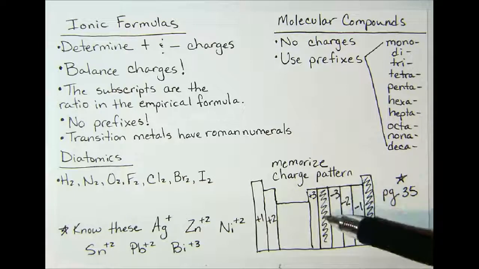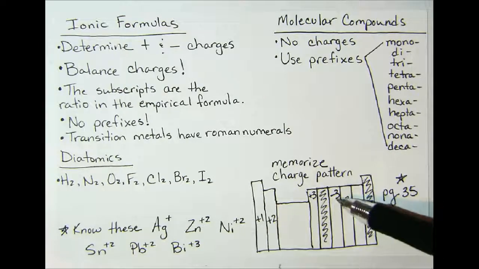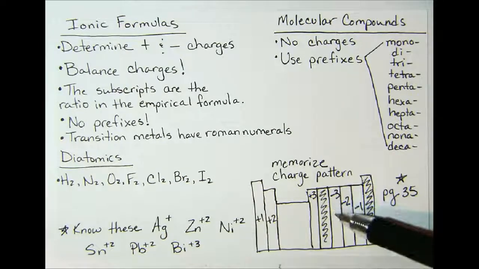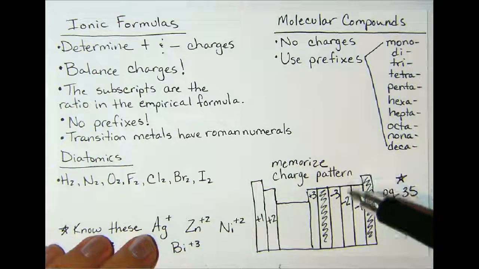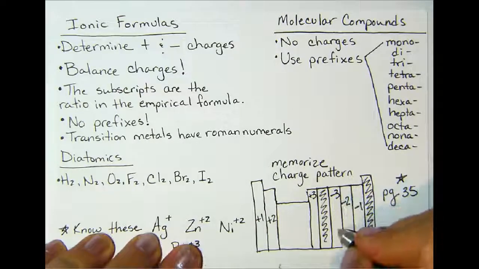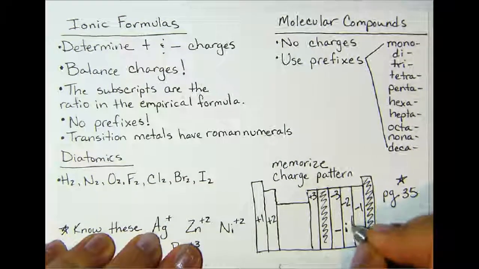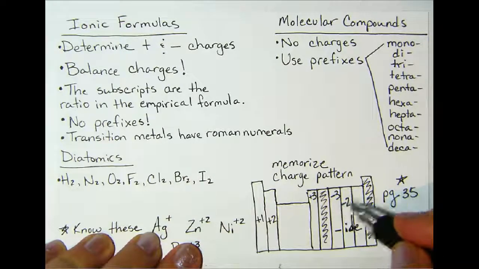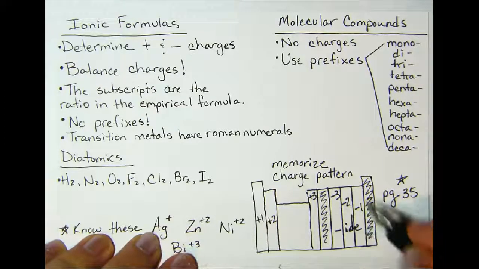Skip this group 4, and we go to the nitrogen family, which is going to be a -3. And then oxygen family, -2, halogens, -1. Remember that it has a negative charge. It's going to then have a suffix of IDE. So we have nitride, phosphide, oxide, sulfide, selenide, fluoride, chloride, bromide, iodide in this section here.